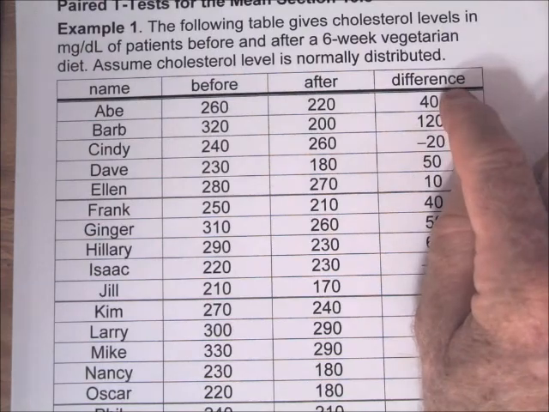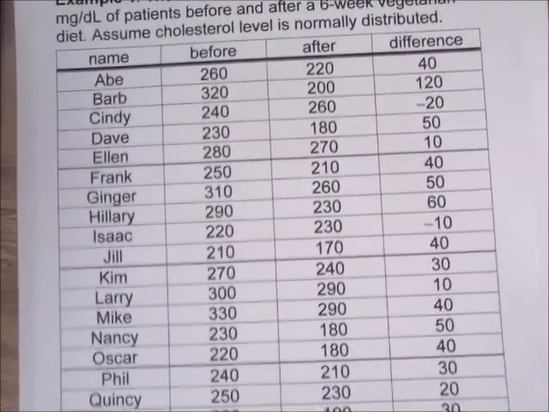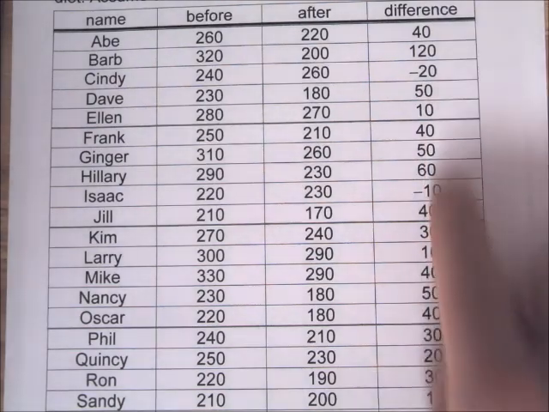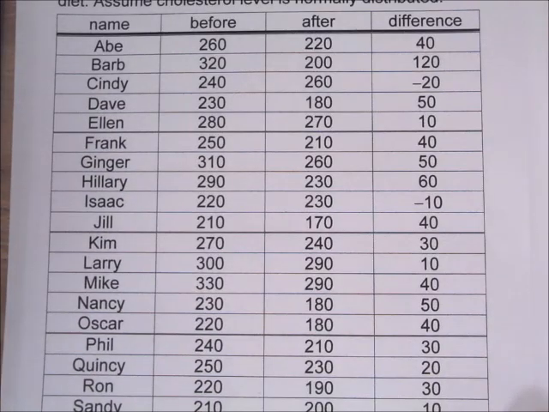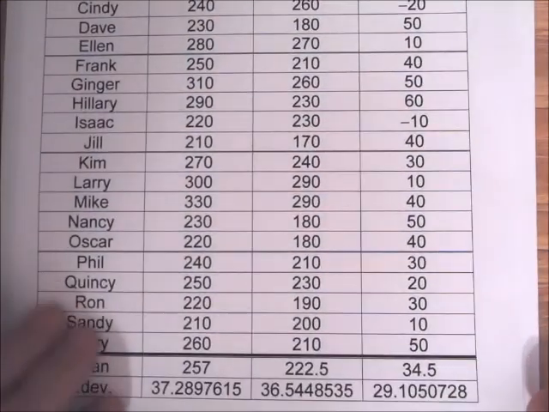So basically we're going to treat this as a single set of data. We're going to focus on this last column here, which is the difference, and test whether the difference is different from 0. We're going to need the mean difference, which is 34.5, and the standard deviation of the difference, which is 29.1 something. We're going to need that information.